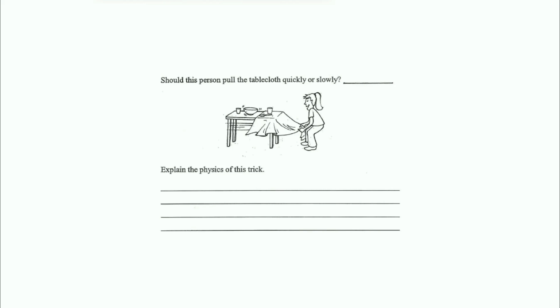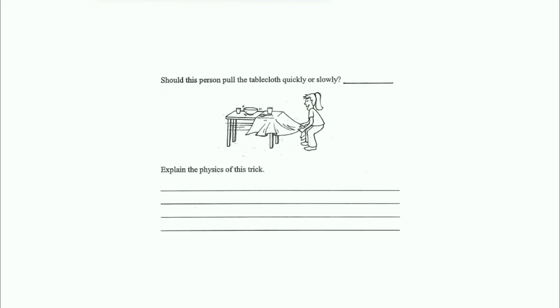Oh, the old tablecloth trick. It's not magic, is it? It's just science. Should the person pull the tablecloth quickly or slowly? Let's go quickly. Firstly, because we can see in the diagram there are little speed marks there, so she must have pulled that tablecloth really quickly. Secondly, if they had pulled the tablecloth slowly, the bowl and the 2 cups and the spoon would also fall onto the floor and maybe break because of friction between the objects and the tablecloth.